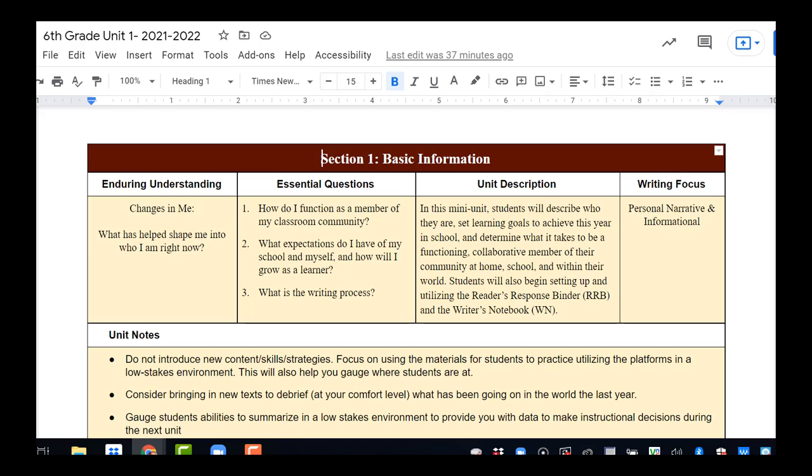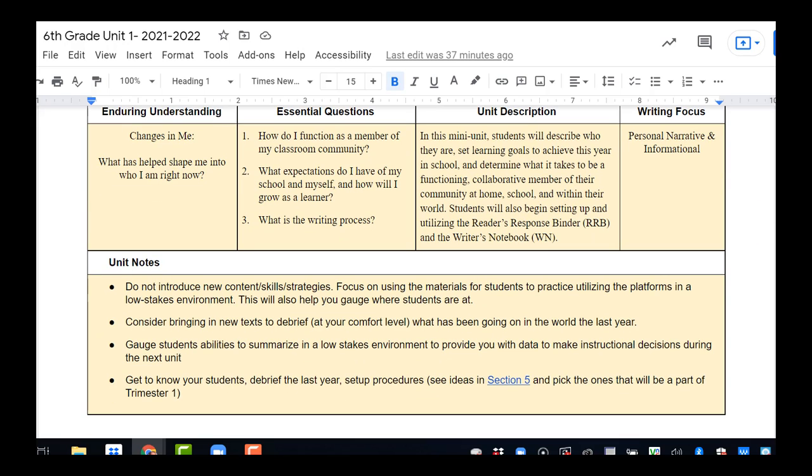All right, so section 1 is all about your basic information. You have your enduring understanding, which is your overarching question. You have your essential questions that will walk you through the unit. Then you have your unit description along with your reading focus. And then at the bottom, you have a few notes.